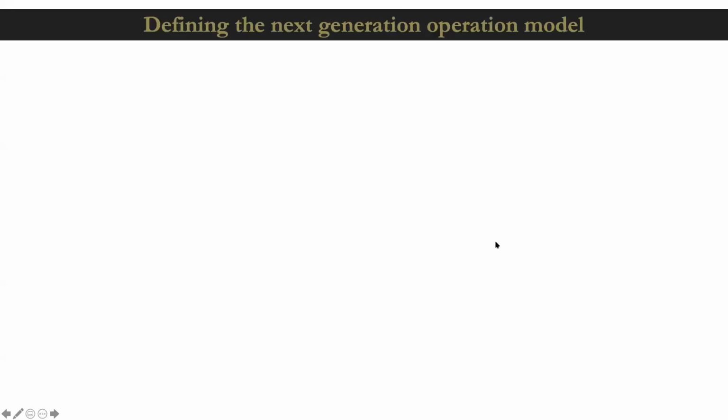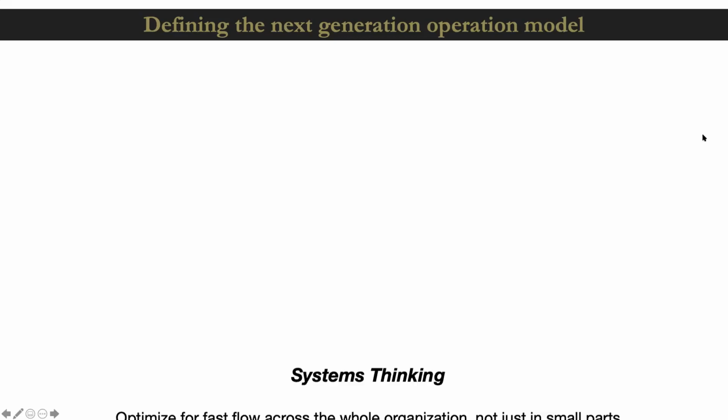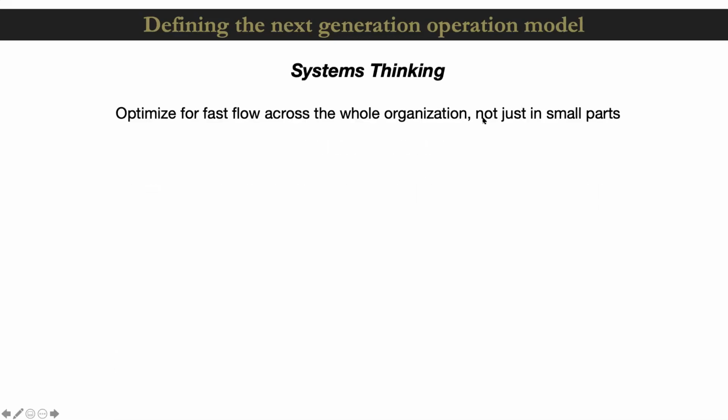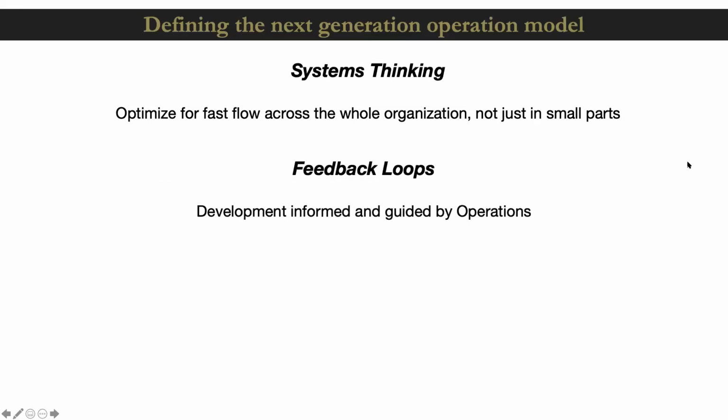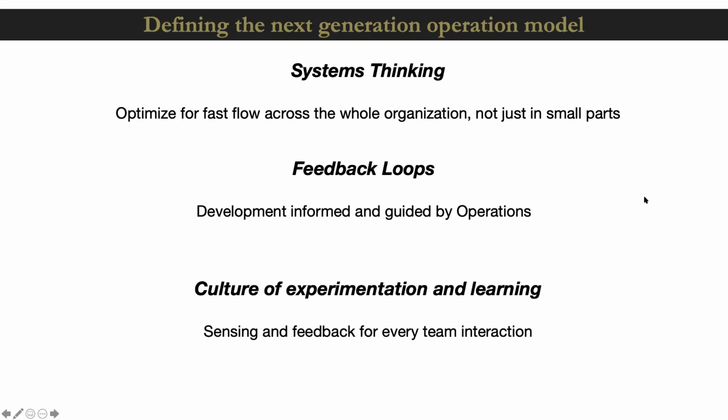So with this backdrop, having a quick intro into the team topologies and interaction modes, we're now taking a step forward, identifying the next generation operation model, and also looking back at the 3 ways of DevOps, which is systems thinking, optimizing for fast flow, feedback loop, your development is informed and guided by operations, and a culture of experimentation and learning.